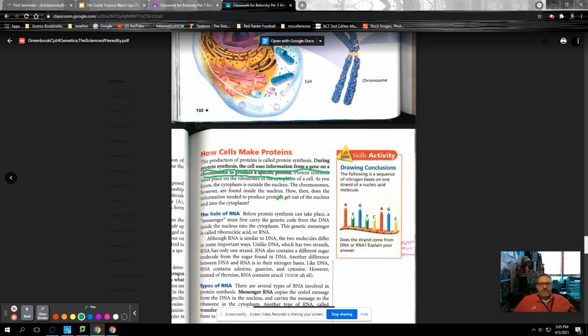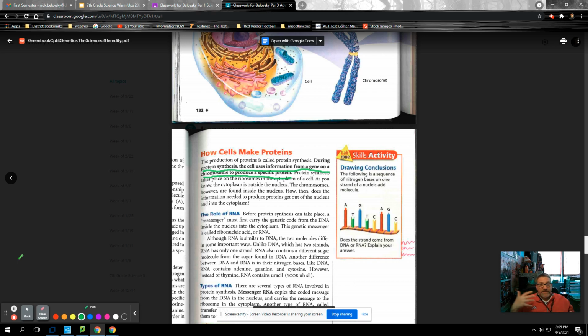Hit pause and get it typed in, and we'll come back and talk more about it. Okay, you got protein synthesis typed in there. What is protein synthesis? Protein synthesis is basically when the cell, the nucleus, uses information from the DNA to make new proteins.